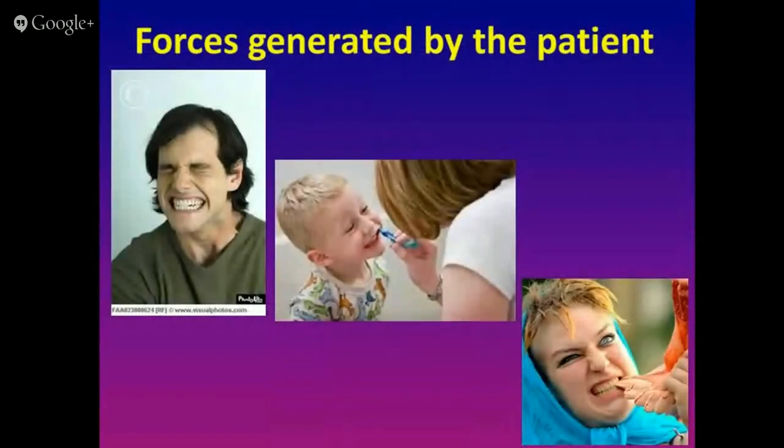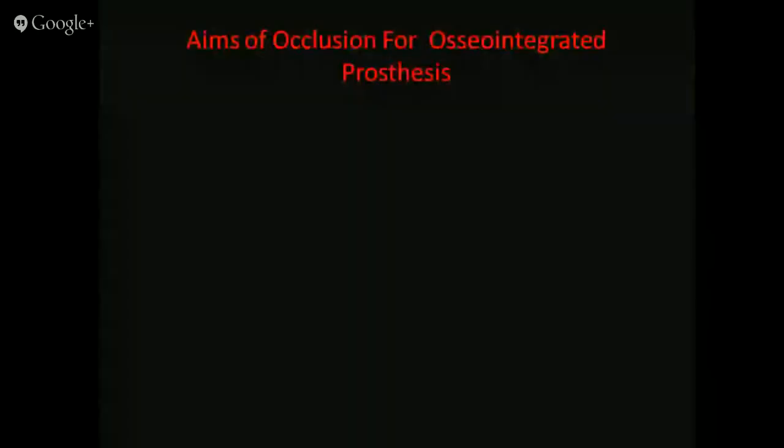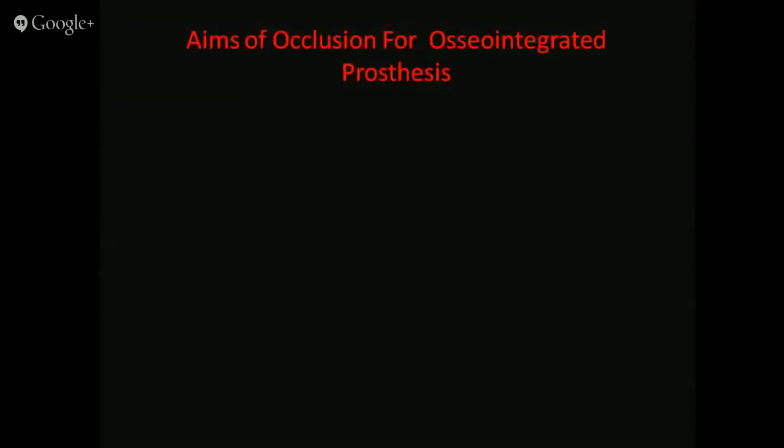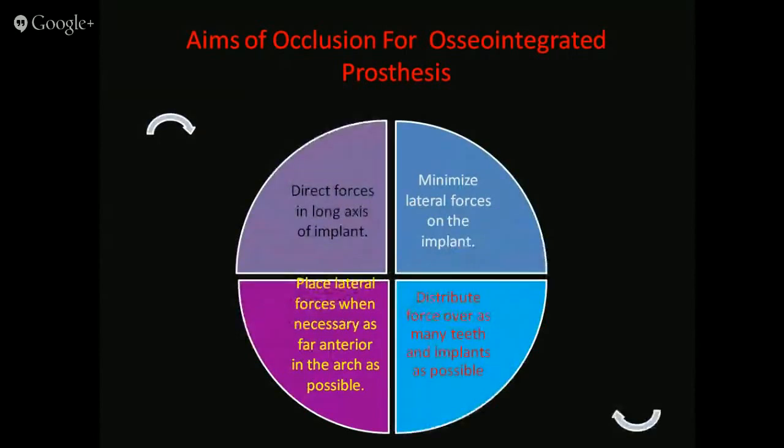Now we also have to understand that there are a few instances where the patient has parafunctional habits, because of which the forces generated are enormous. If we don't take that into account, we are missing out on something as far as longevity of our restorations go. So the aim of occlusion for osseointegrated prosthesis is not just for a prosthodontist like me. It should be the aim of every clinician, every practitioner. We have to direct forces in the long axis of an implant. This is something which we cannot ignore.